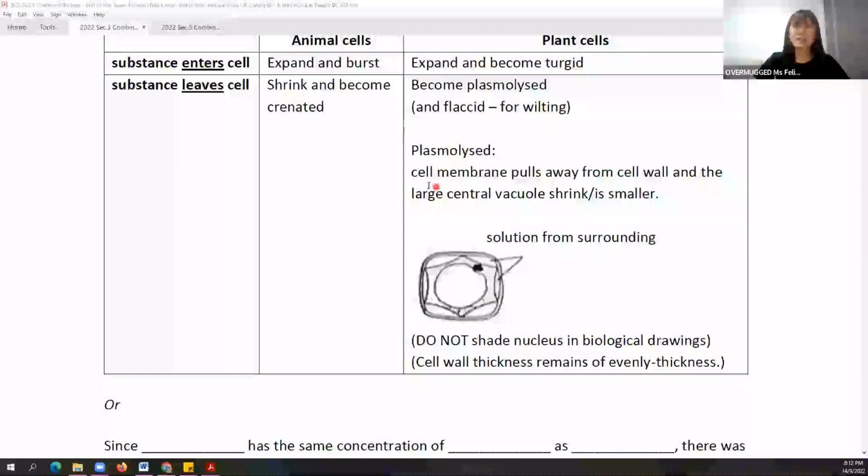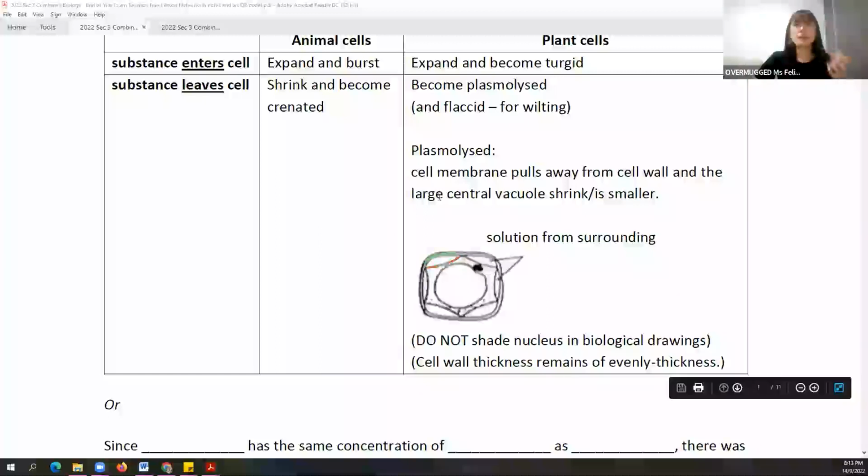Plasmolyzed means that the cell membrane pulls away from the cell wall. Can you see that this is the cell membrane? It is now no longer touching the cell wall. So this is the cell wall, and the cell membrane is no longer touching it. That is called plasmolyzed. Generally, the size of the plant cell should still remain around the same because the cell wall keeps it a regular shape. Only the cell membrane shrinks. And take note that for biological drawing, don't shade the nucleus. In biological drawing, you don't waste time. Don't go and color it. For the nucleus, you just draw a circle, that will do.